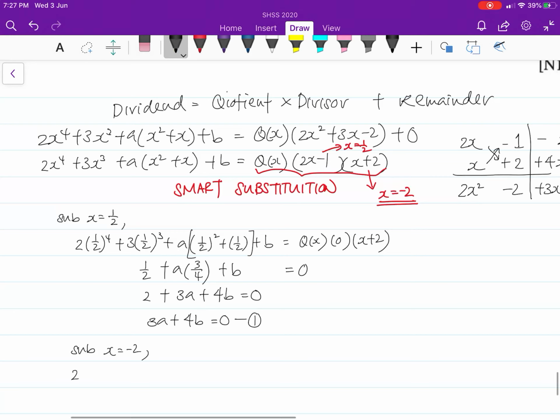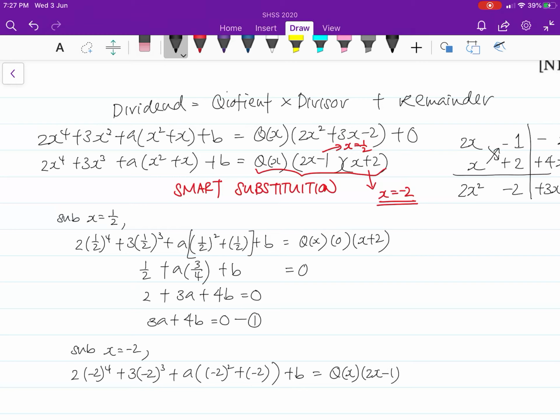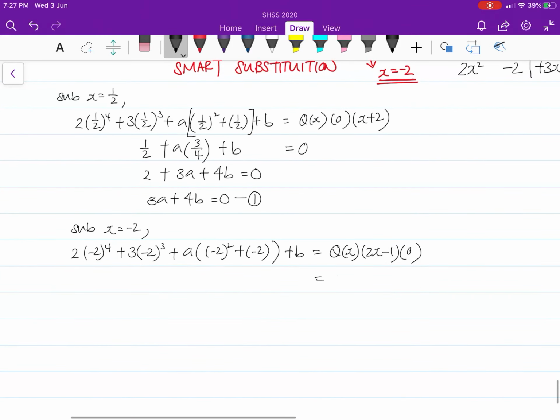So, I'll have 2 minus 2 to the power of 4 plus 3 minus 2 to the power of 3 plus a minus 2 square plus minus 2 plus b equals to the quotient, which I don't know what it is, 2x minus 1, and then it's very simple. X plus 2, I substitute, I get 0. So 0 times whatever gives me 0. So the right side is just 0. Now I just have to work out what is this.